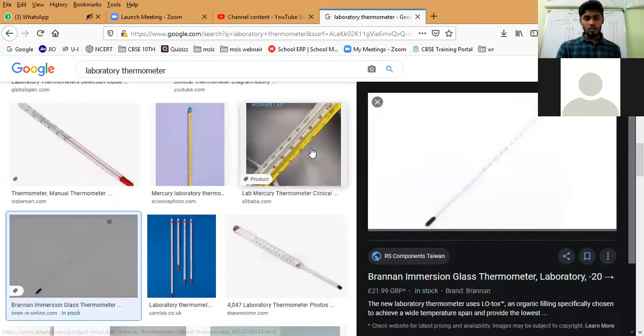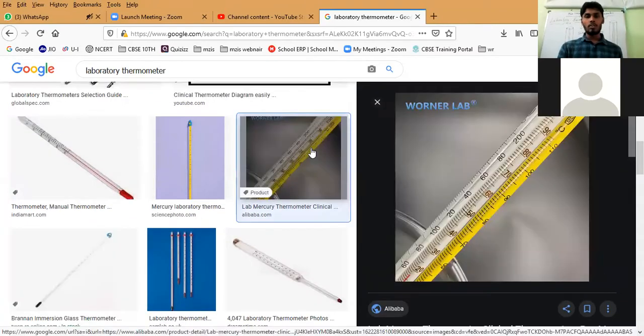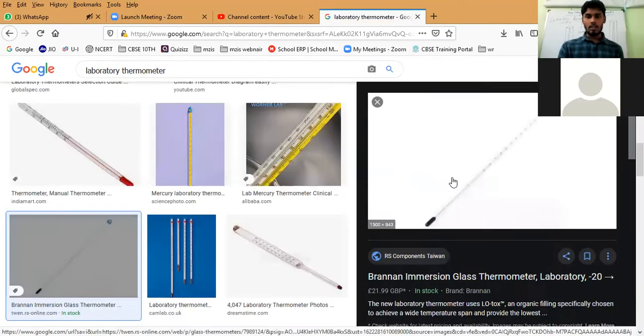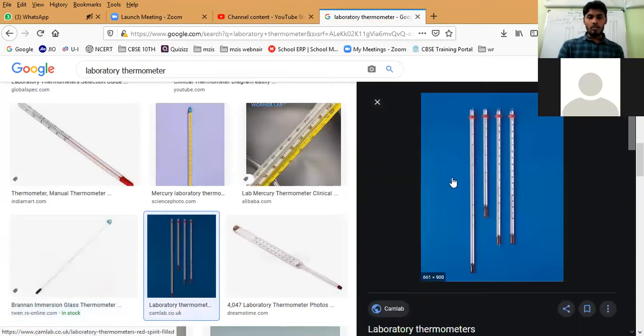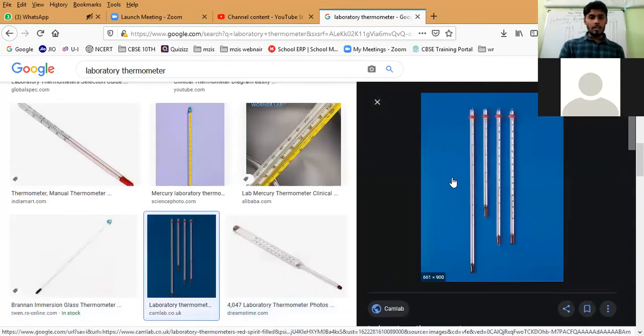Here it is a zoomed picture also. This is what we used to call the laboratory thermometer. The laboratory thermometer will be like this. You can see that an outer cylinder will be there. Inside we have some bore-like structure. That is what we should call a laboratory thermometer.